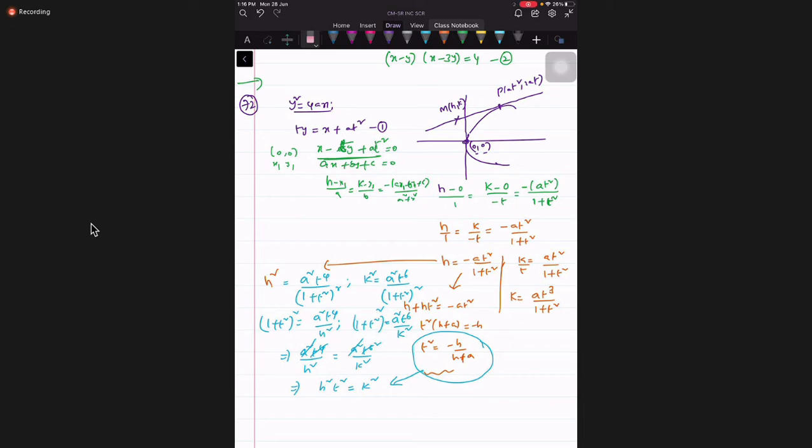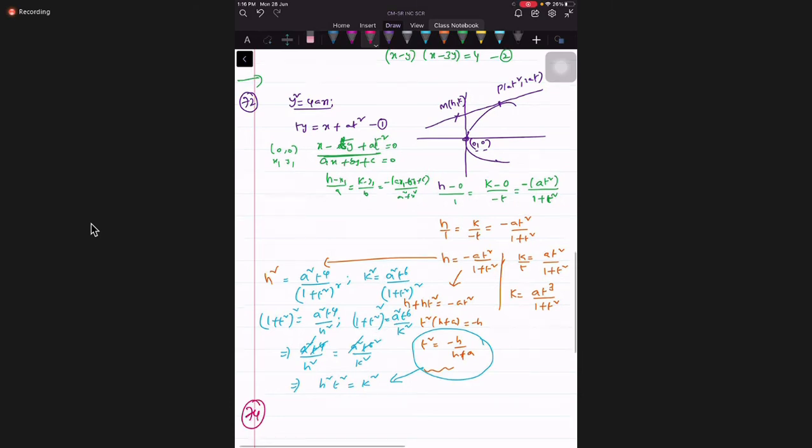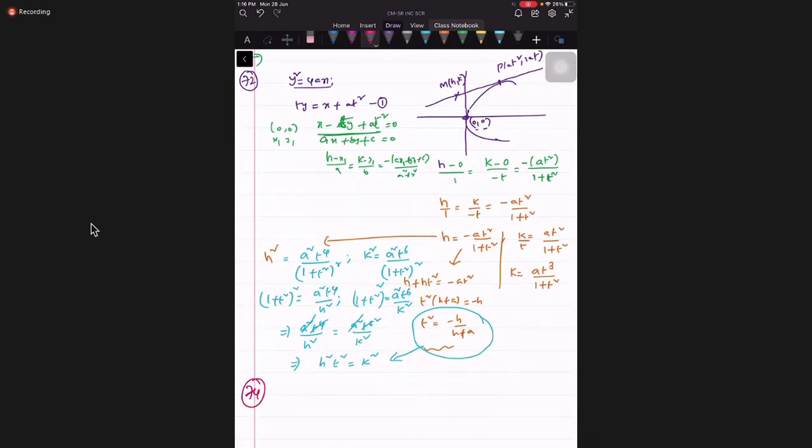Question 74. A line L is a common tangent to a circle and the parabola. Easy only. You can choose y equal to mx plus c. This is a common tangent to the first, y square equal to 4x. What is the condition for c?